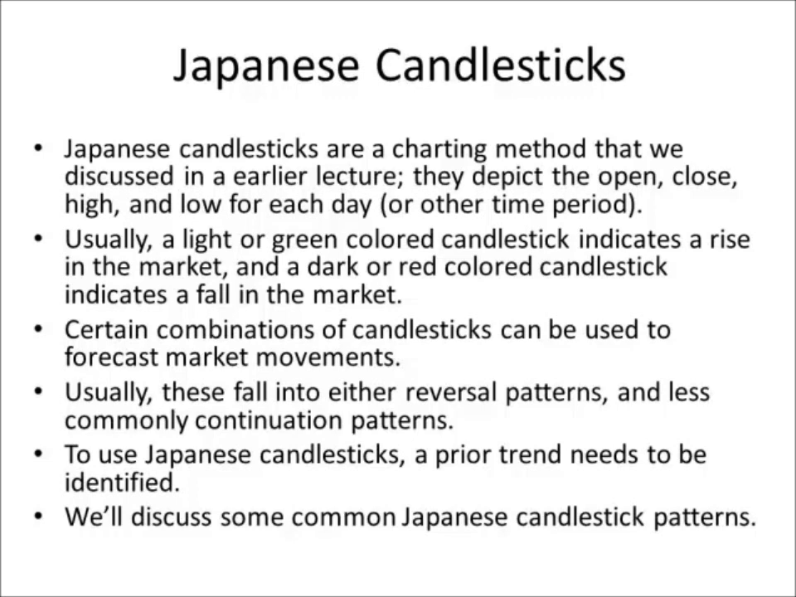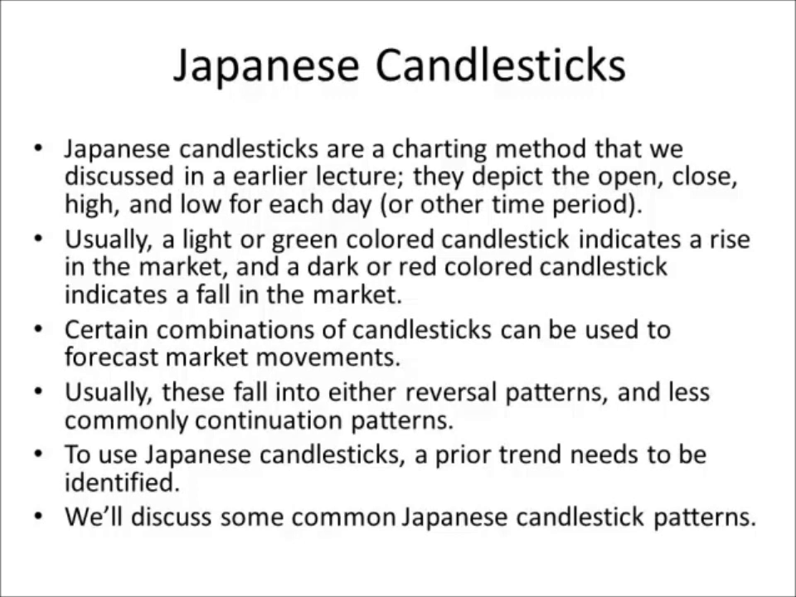Now the forecasts usually fall into one of two patterns. This will be either reversal patterns or continuation patterns. Right, so every time we see a Japanese candlestick pattern, it's either going to signal a reversal in the trend or a continuation of the trend. With Japanese candlesticks, reversal patterns tend to be more common than continuation patterns. Now the most important thing to be aware of whenever we use Japanese candlesticks is that, as I mentioned, they're either going to be reversal patterns or continuation patterns.